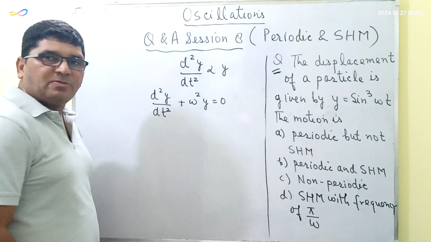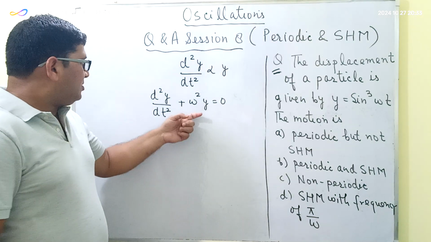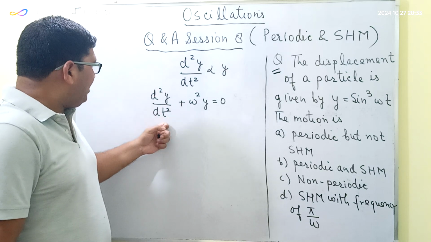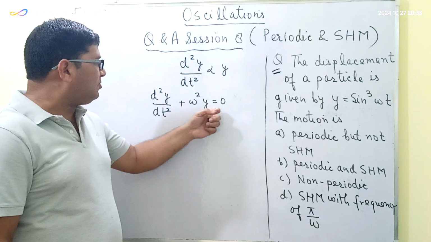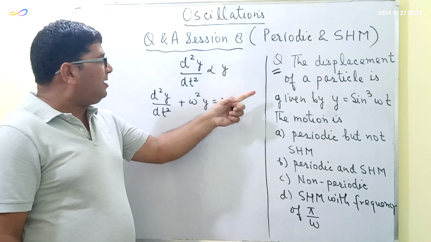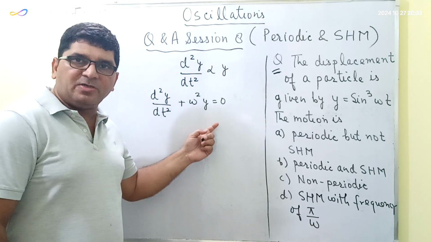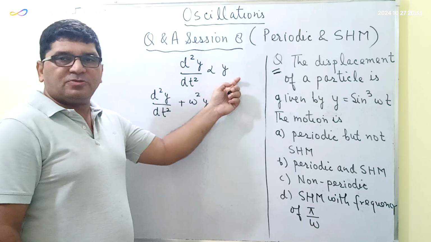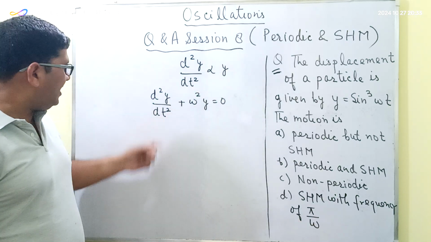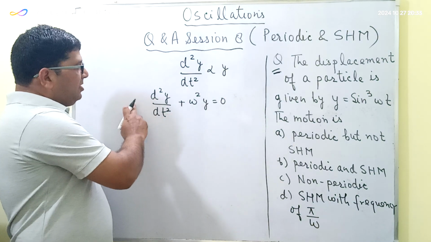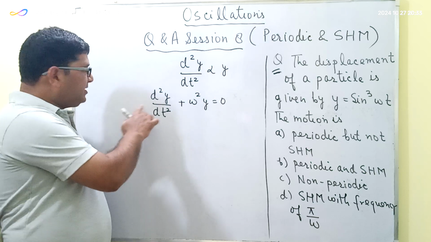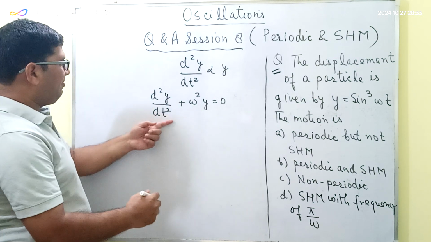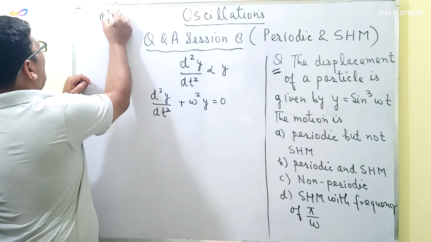which is executing the simple harmonic motion will be governed by this relation, that is d square y upon dt square plus omega square y is equal to 0. That is, if the particle is executing the simple harmonic motion, then the acceleration will be directly proportional to the displacement, first thing, or we can say that the acceleration of that particle will be governed by this equation, that is d square y upon dt square plus omega square y is equal to 0. So I will be writing this equation here on the top of this board.